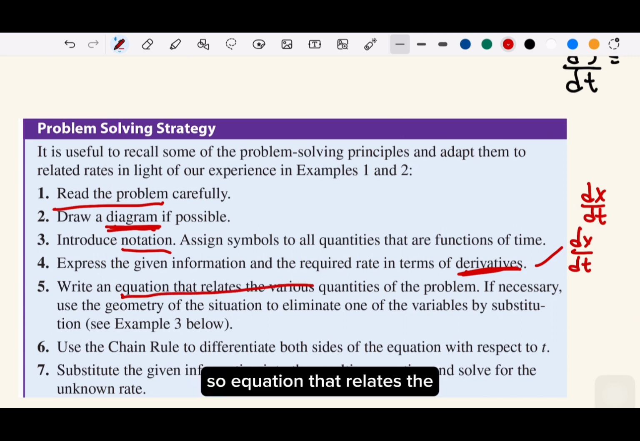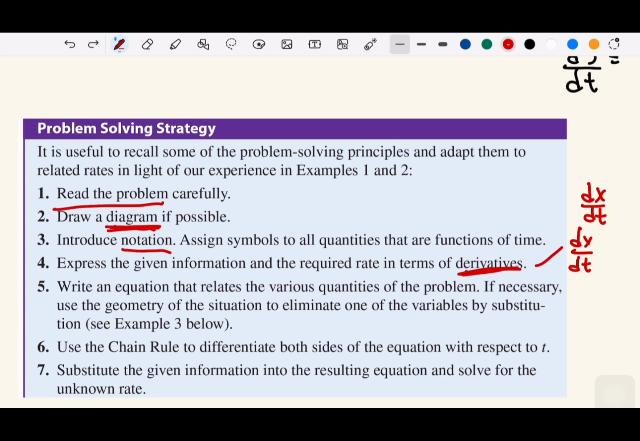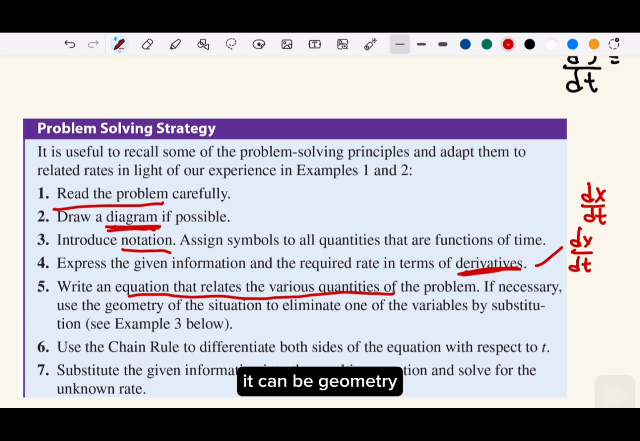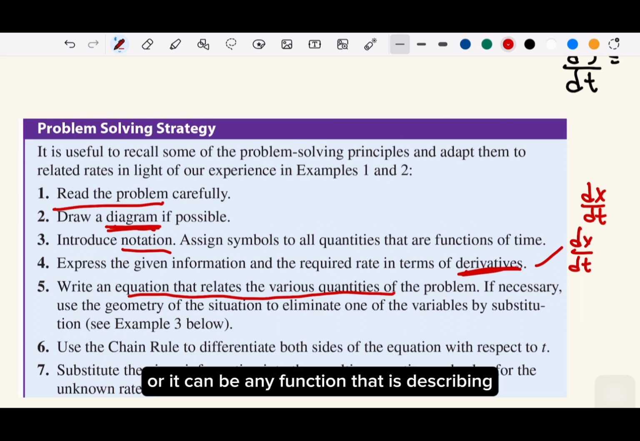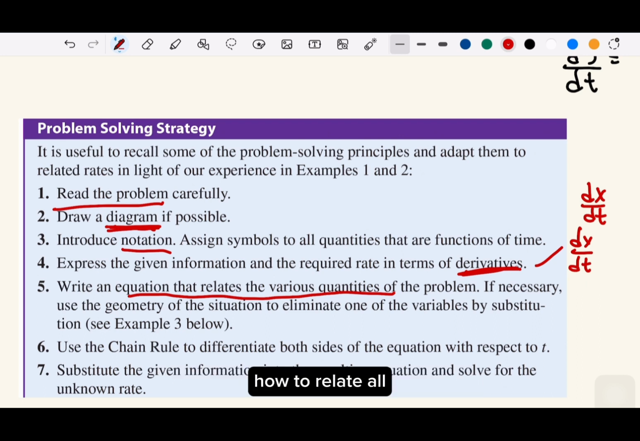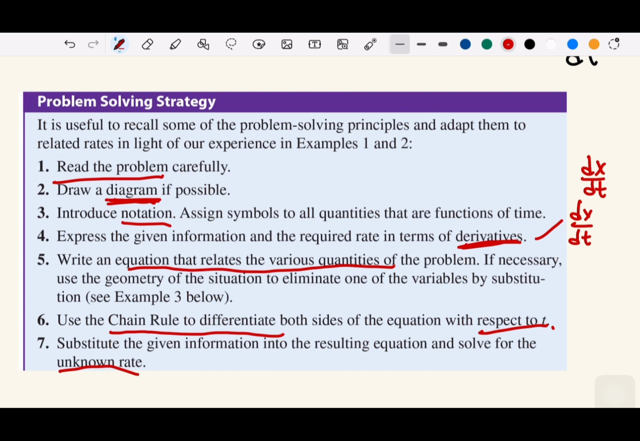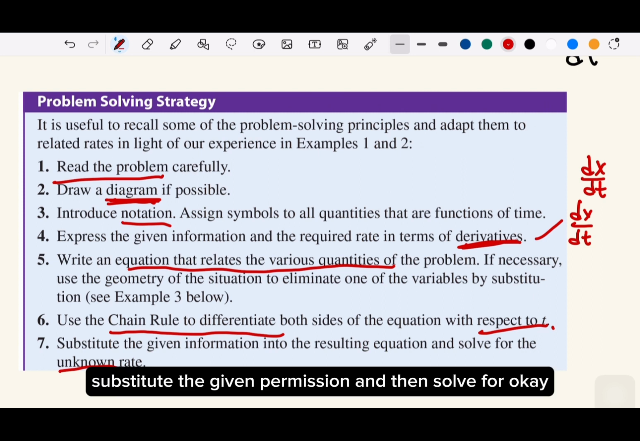So, an equation that relates all the quantities. It can be geometry or it can be any function that is described in the questions. But you need to write the equation, how to relate all of them. And use the chain rule and substitute. Substitute the given information and then solve for the unknown rate.